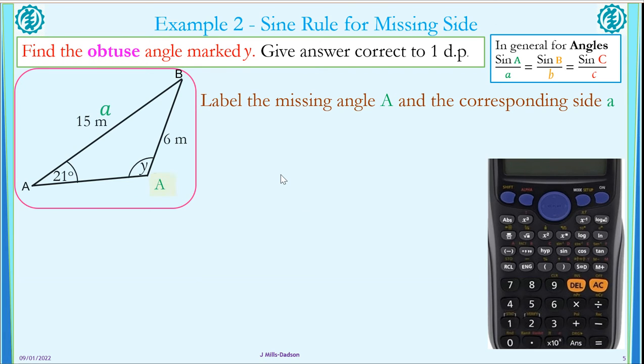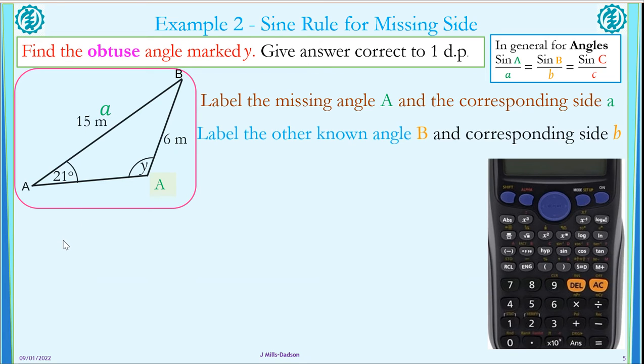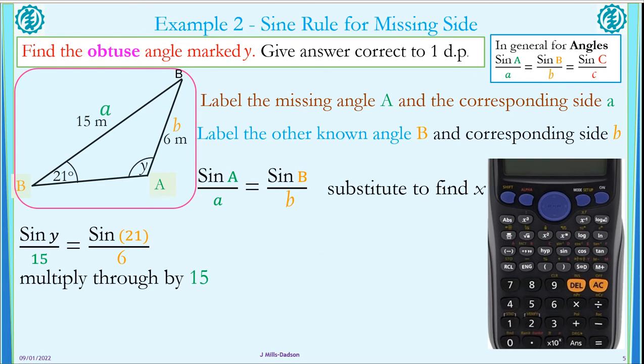Missing angle is big A and a small a on the side. Known angle big B and a small b on the side. Code the first two ratios, substitute. Multiply through by 15 to cross off this 15.